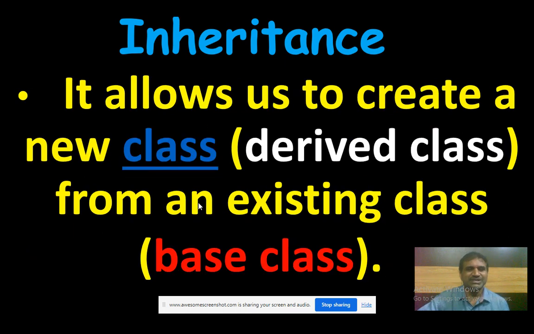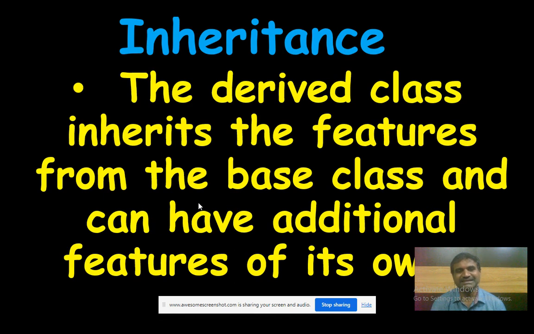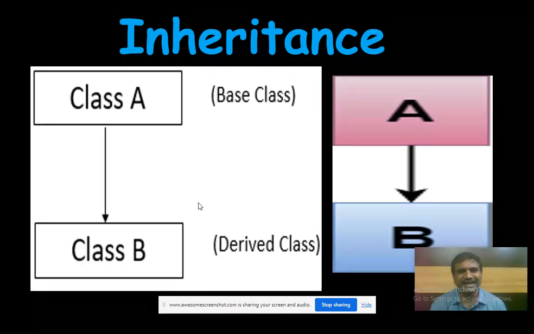So inheritance allows us to create a new class from an existing class. The new class is called the derived class, and the existing class is called the base class. The derived class inherits the features from the base class, and it can have additional features of its own also. So the base class will have the basic facilities, as well as the derived class will have basic plus its own features. For example, here A is the base class and B is the derived class.